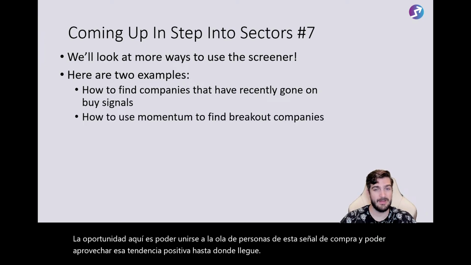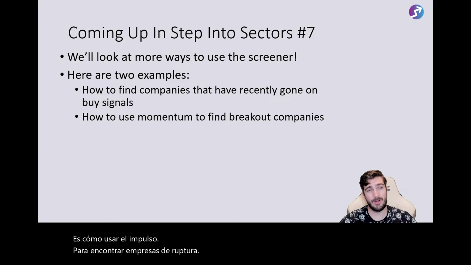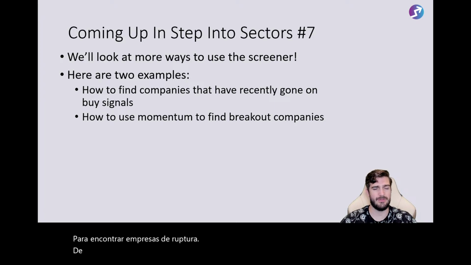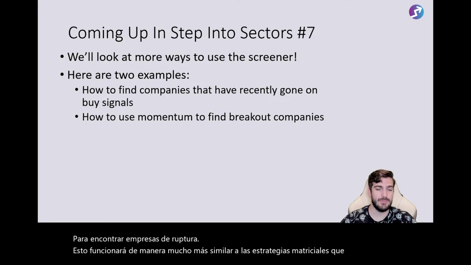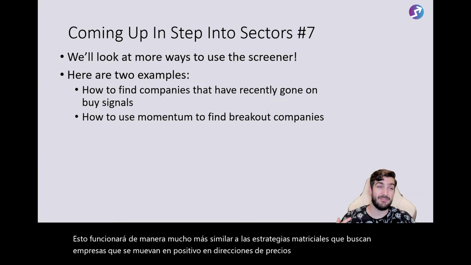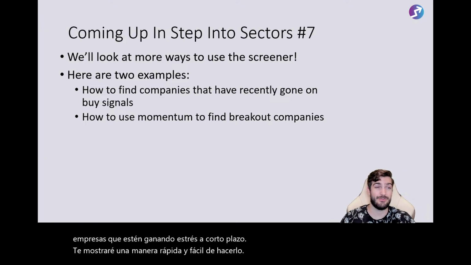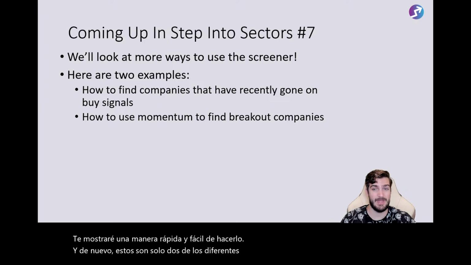And another is how to use momentum to find breakout companies. This will work much more similarly to the matrix strategies, looking for companies that are moving in positive price directions right now. Companies that are gaining short-term strength. I will show you a quick and easy way to do that. And again, these are only 2 of the different examples that we will provide in next week's webinar.